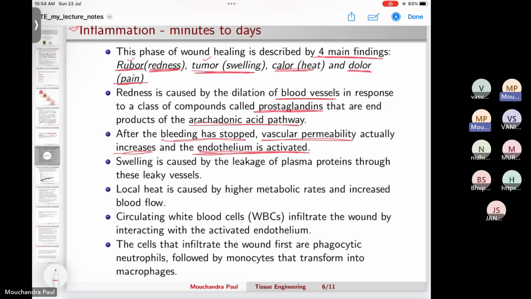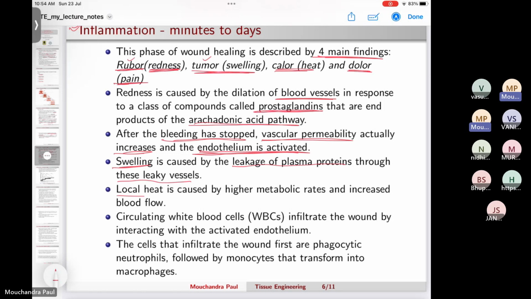The swelling is caused by the leakage of the plasma protein through these leaky vessels. Since, as I said, blood vessel permeability has increased, definitely the plasma proteins or the plasma will start leaking out, and because of that leaking, that area has become swollen.